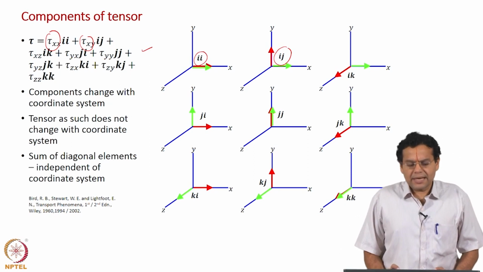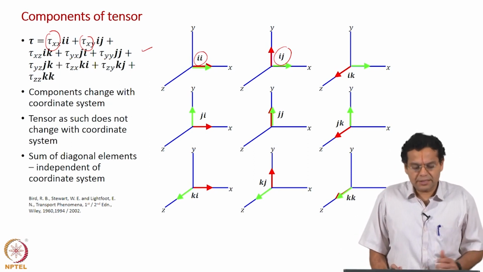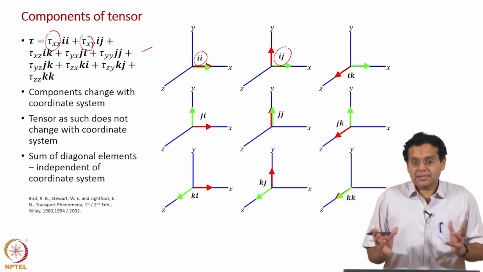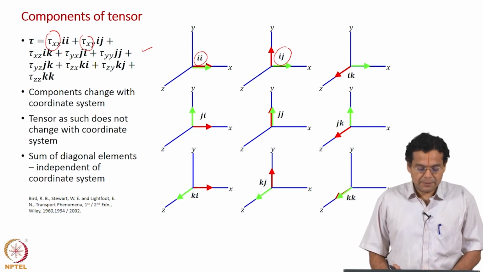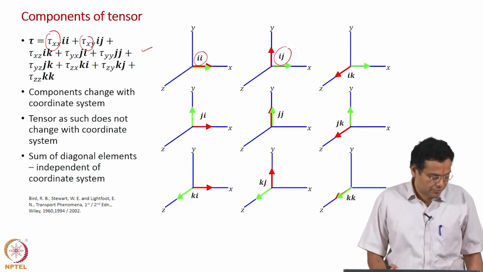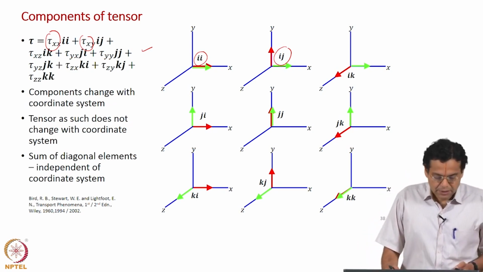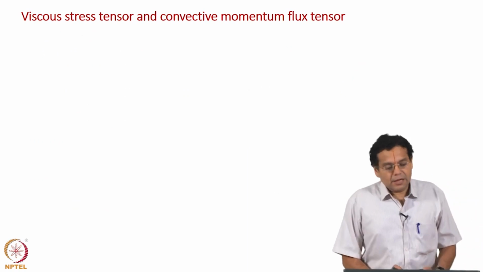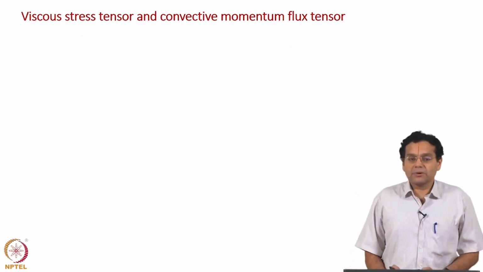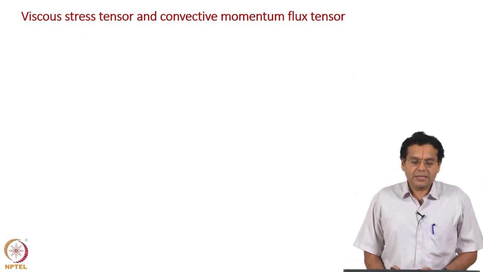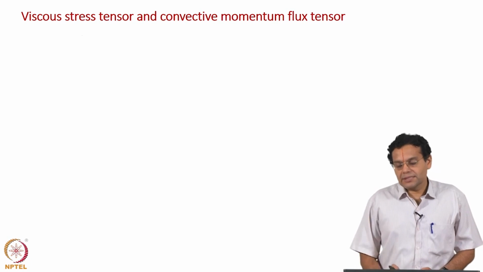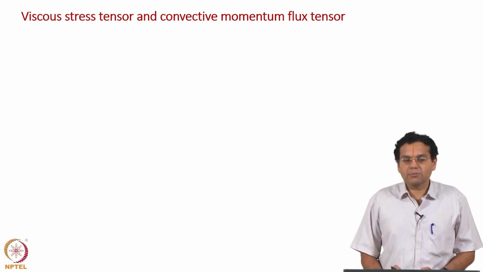And we also discussed that the components change with coordinate system. A tensor as such does not change with coordinate system. We also have that the sum of diagonal elements is independent of coordinate system. Okay, that is a review of tensors. So, now the two tensors which I am going to discuss are the viscous stress tensor, which is kind of known to us, and the new tensor, which is the convective momentum flux tensor.